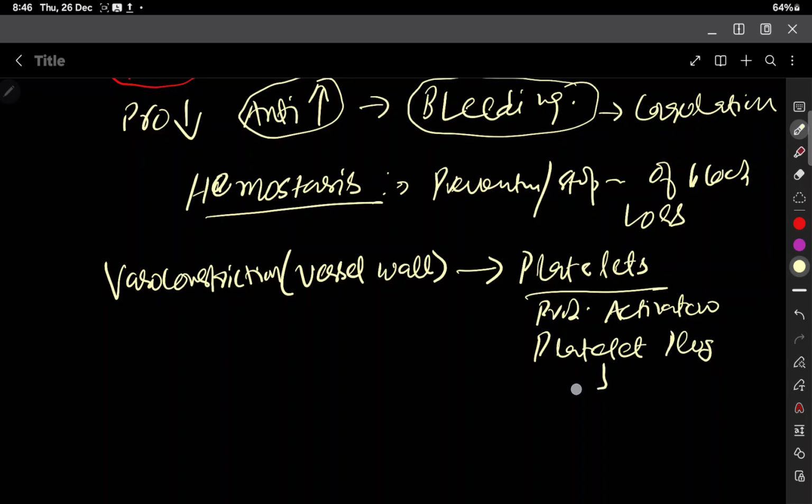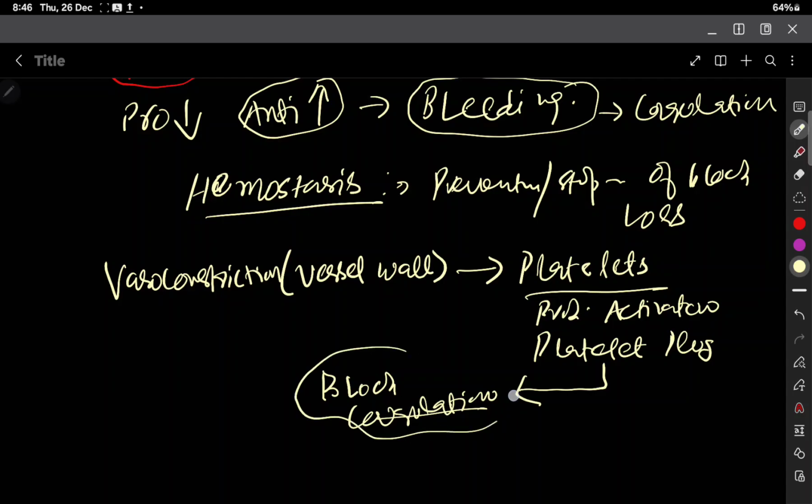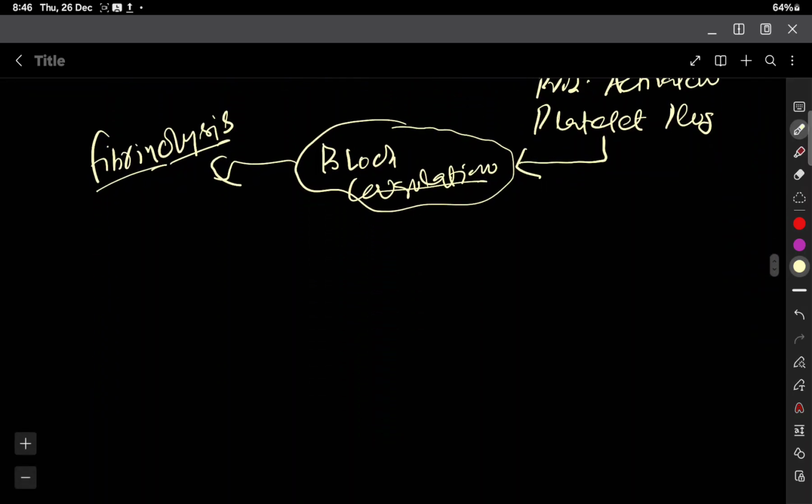After the platelet plug has been formed, there will be blood coagulation. This is the topic we are going to study. Blood coagulation means formation of the fibrin to form the clot, and after it has been completed, one more step occurs, which is called fibrinolysis. Lysis means breakdown of the fibrin, meaning breakdown of the clot. These are the things which will occur in our body. Now, diagrammatically, for example, this is the blood vessel.